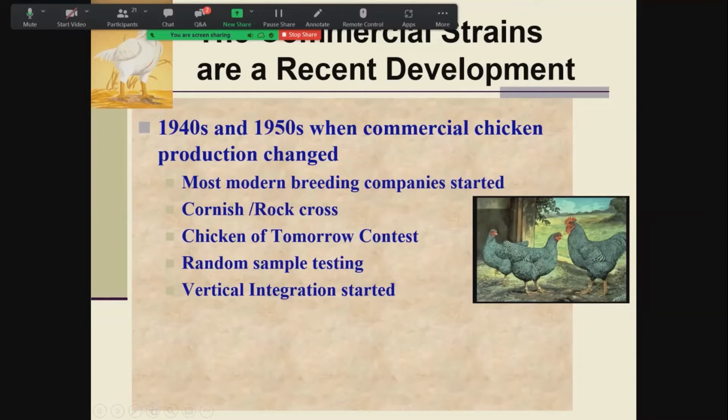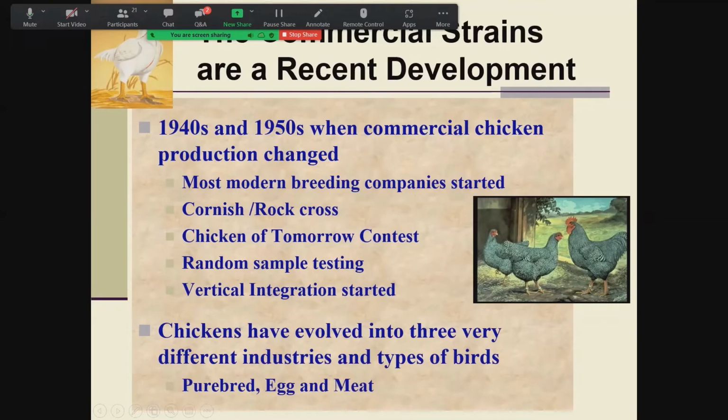That's why chicken is still, even by today's standard, much cheaper on a per pound basis and very similar to what it's been for 20, 30, 40 years compared to other meats. And chickens have evolved into three very different industries and types of birds. One is the purebred industry, which we talked about a little while ago, that still exists more as a hobby. The purebred egg industry, the commercial egg industry, and the commercial meat industry, all very different birds.